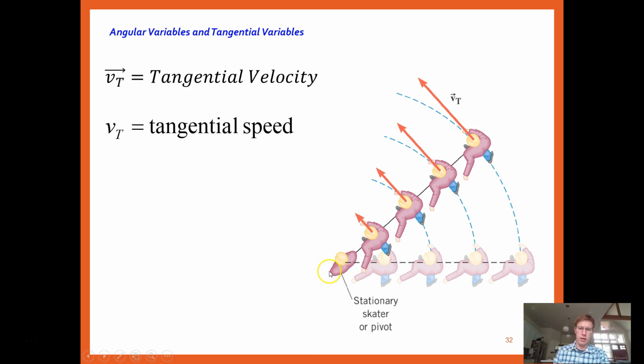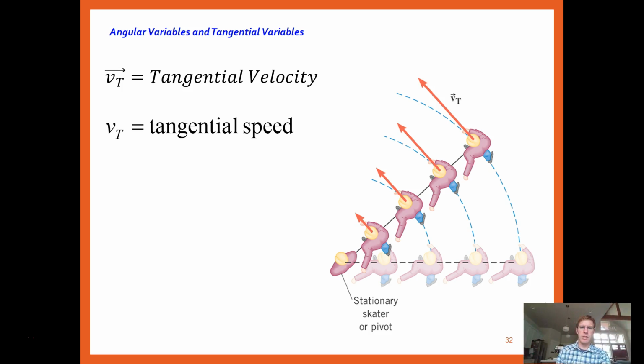Here's the radius of their circle. This line represents the radius. The tangential velocity is tangent, or perpendicular, to that direction. So as the radius rotates, the direction of that tangential velocity constantly changes.